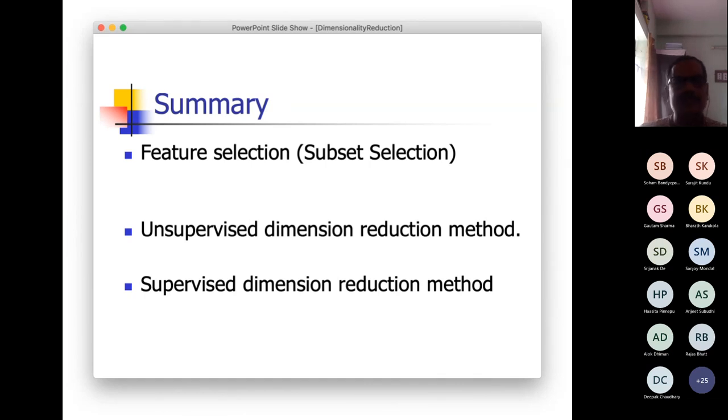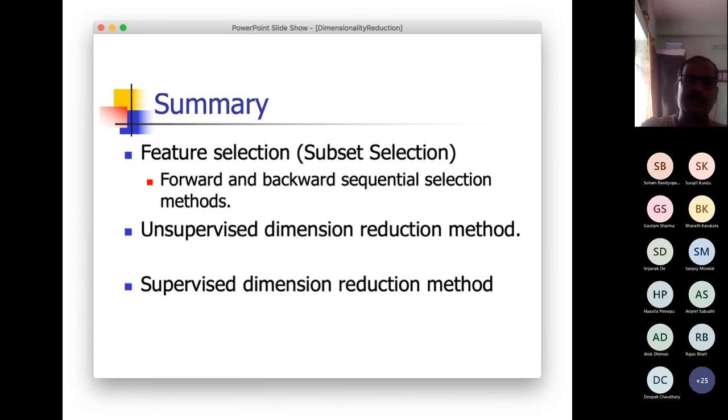Just to summarize whatever we have discussed today, and under this topic also in the previous class, we particularly considered three methods here. One is the feature selection approach, that is the subset selection approach, where we discussed forward and backward sequential selection methods. Then the unsupervised dimension reduction method, PCA, is one such example. And then the supervised dimension reduction method, because you have the class labels, LDA is another such example. I think this is all.